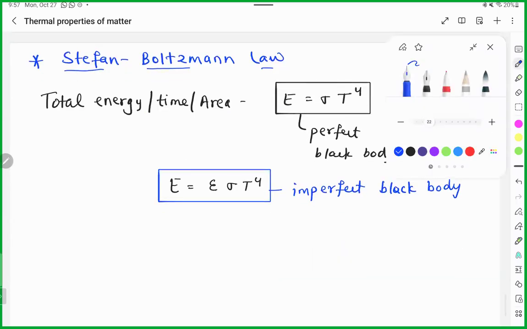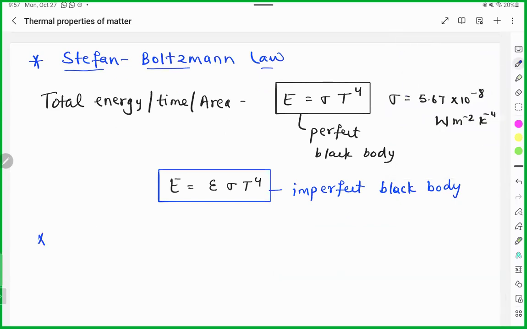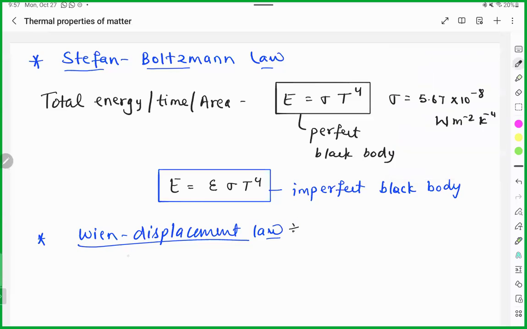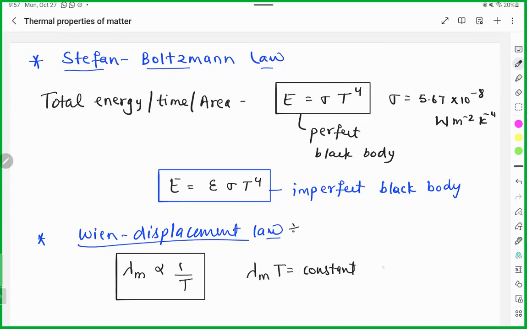Okay? Next is Wien displacement law. Pratigya, what is Wien displacement law? It says that wavelength will be inversely proportional to the temperature. Wavelength emitted in the form of radiation inversely depends upon the temperature. So wavelength times temperature value remains constant. Okay? And this constant value is 2.9 into 10 raised to power minus 3 meter Kelvin.